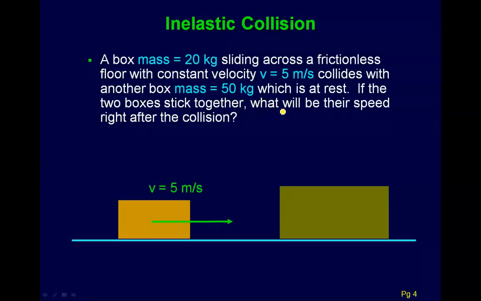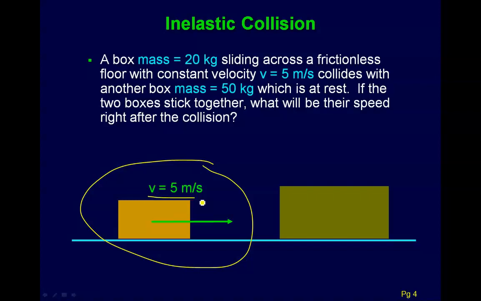So we have two boxes. Box 1 with a mass of 20 kilograms is moving with a speed of 5 meters per second towards box 2, which is initially at rest. When they collide, they stick together. We want to go through and figure out what their speed will be right after the collision.